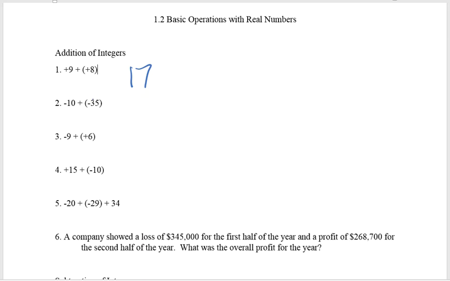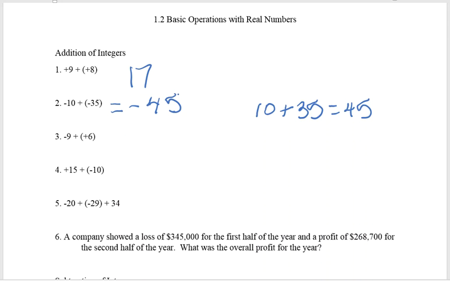Now on the second one, we have -10 plus -35. In other words, we owe somebody $10, and we owe somebody $35. So we definitely still owe the person. I just leave the negative there, and then I think, okay, I owe them both amounts, so 10 plus 35 is 45, so I owe them $45. That's why it's still a negative number.